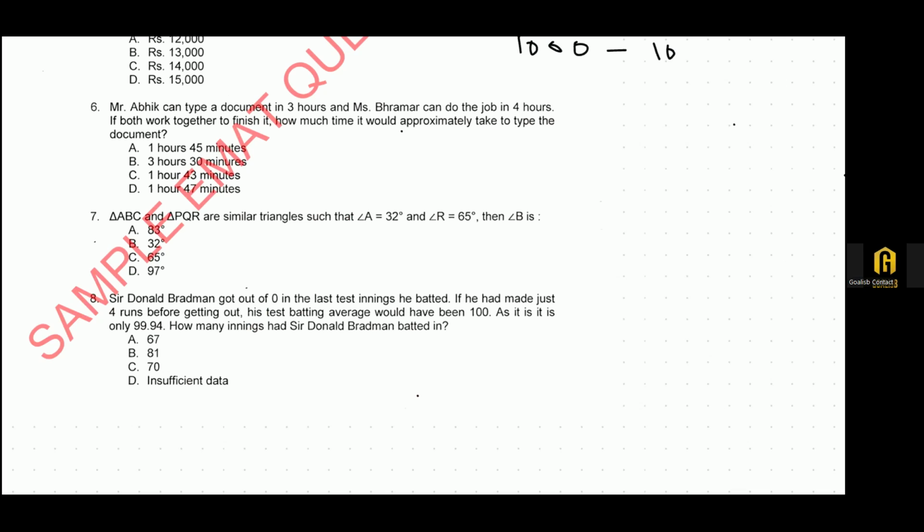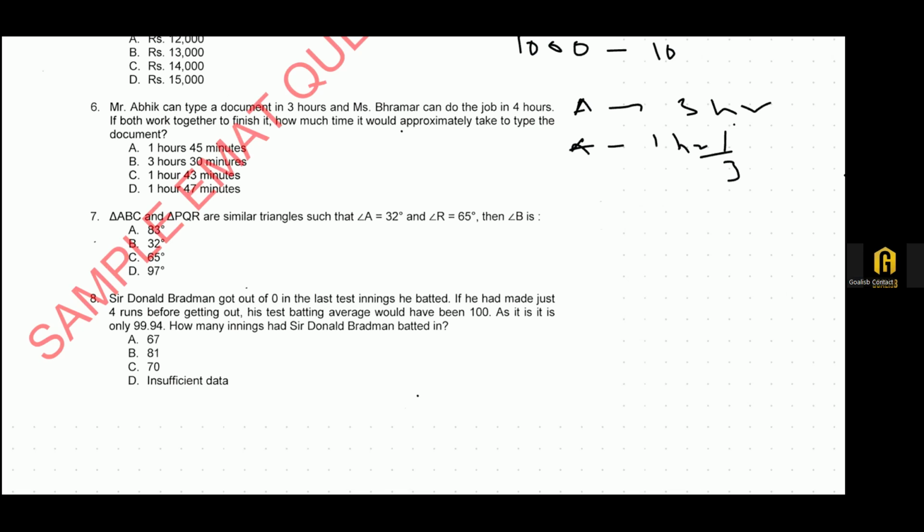Mr. A can type a document in 3 hours. Mr. B can do the same job in 4 hours. This is a question from the topic time and work. So typing of document we would assume as work. So if Mr. A completes the work in 3 hours, in 1 hour he will complete one third of the work. Safe to say that. And Mr. B can complete a job in 4 hours, so he can complete one fourth of the job in 1 hour.